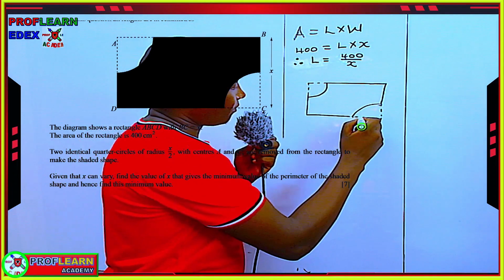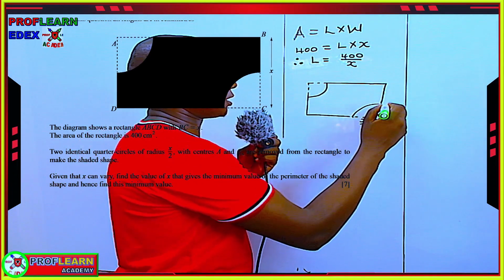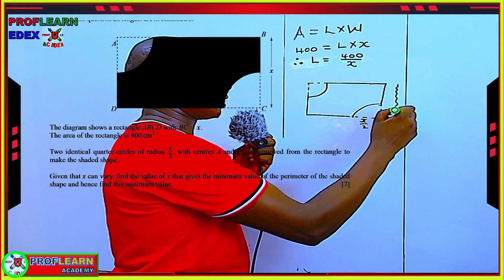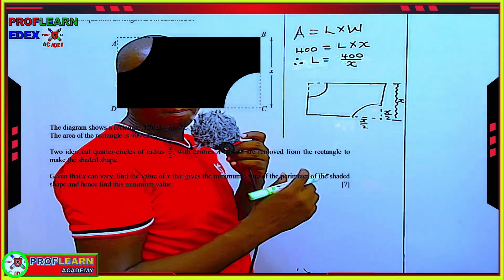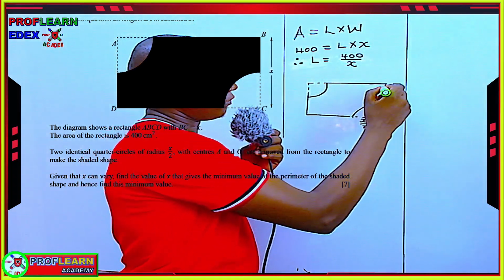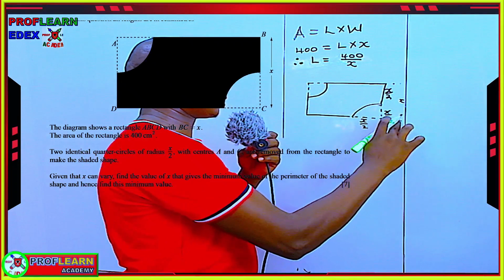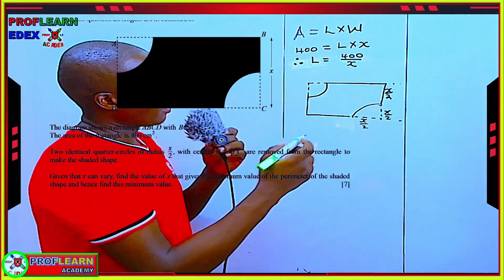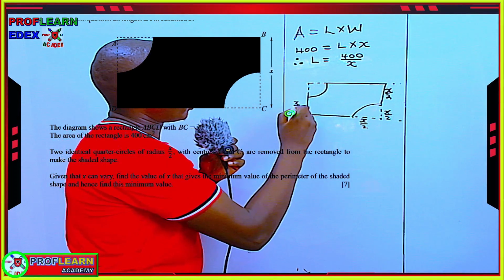But if this is x over 2 radius and this is x over 2 radius, then since the entire length here was equivalent to x, it means that this section at this point is also x over 2. So this is x over 2. So we can remove this. We can remove here. Then if this is x over 2, also this part is x over 2.